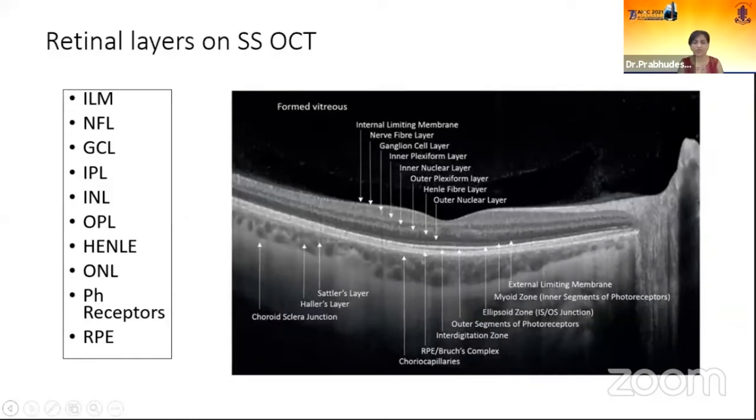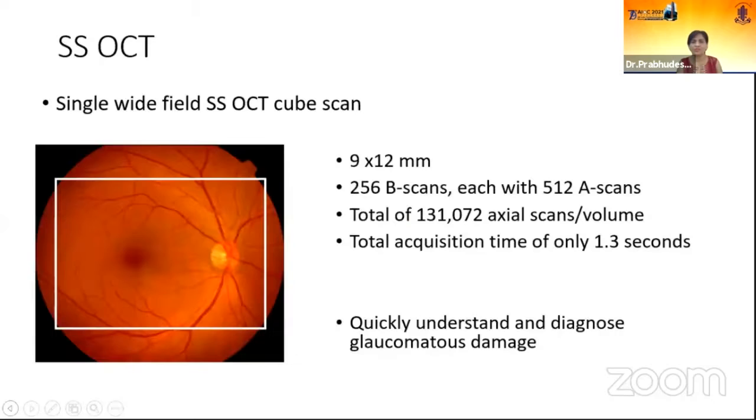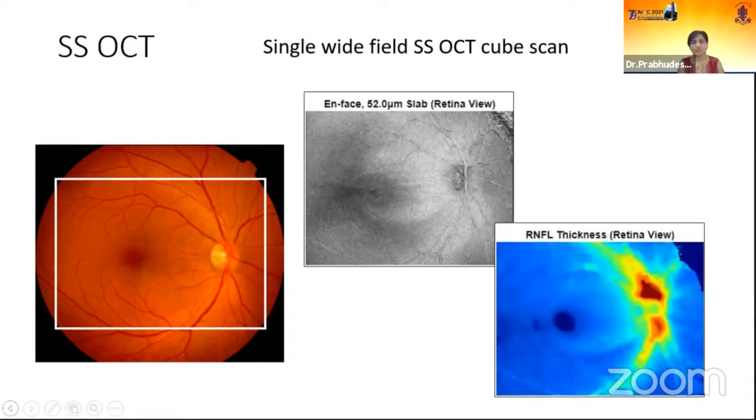Various retinal layers, including the choroidal layers, can be seen with the help of swept source. And it has the advantage that it improves the signal to noise ratio because of moving image averaging. Better B-scan images are there, and we can get the macula and disc in the same scan. Also, it has a single wide field cube scan of 9 by 12 mm, and the total acquisition time is only 1.3 seconds, and we can quickly diagnose glaucomatous damage based on this. It also shows a fast signal image and RNFL thickness image. So let's come and see the drawbacks.